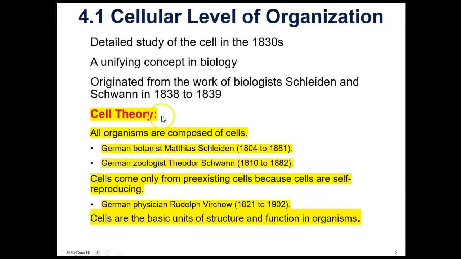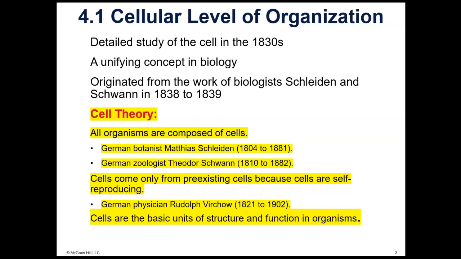But the first part is that one of the most important theories in biology is called the cell theory, and there are 3 components of the cell theory. So I'm going to read them first. All organisms are composed of cells. And then the second part is cells come only from pre-existing cells. And then the third part is that cells are the basic units of structure and function in organisms.